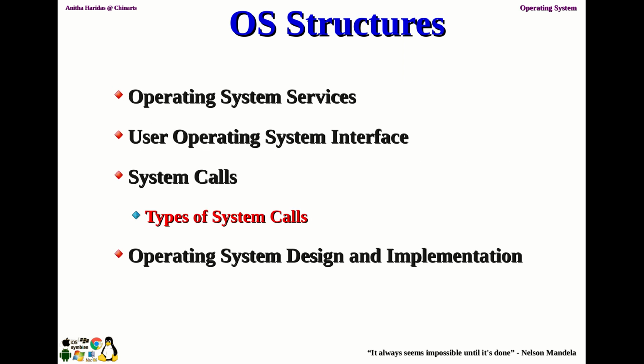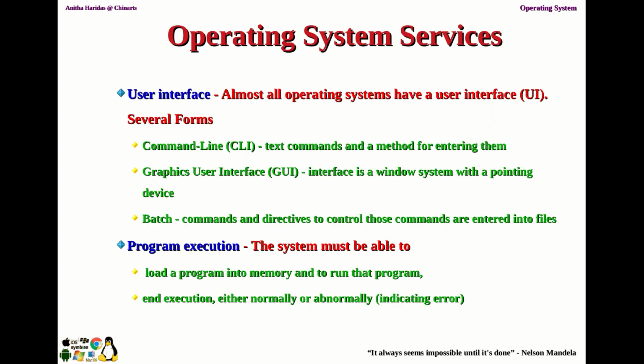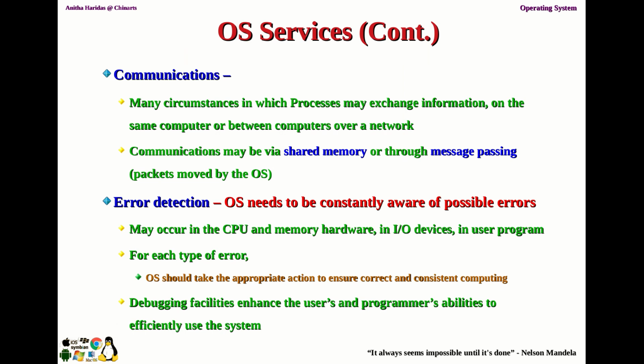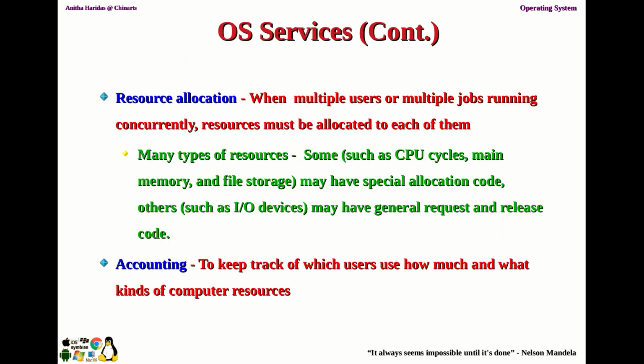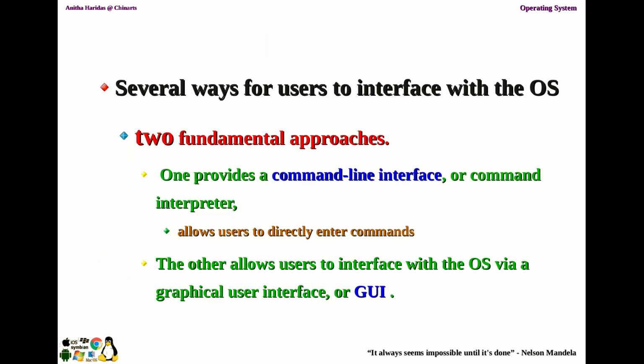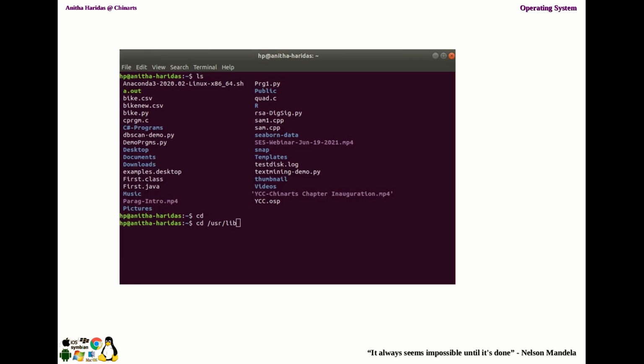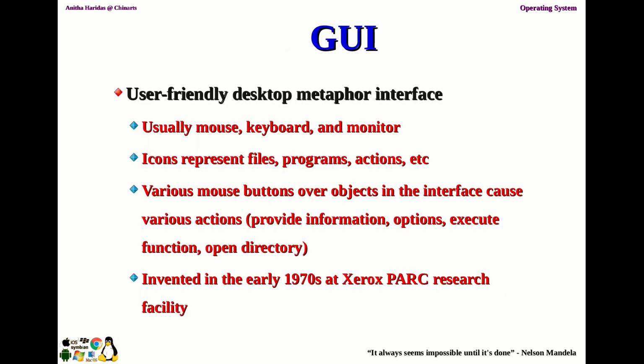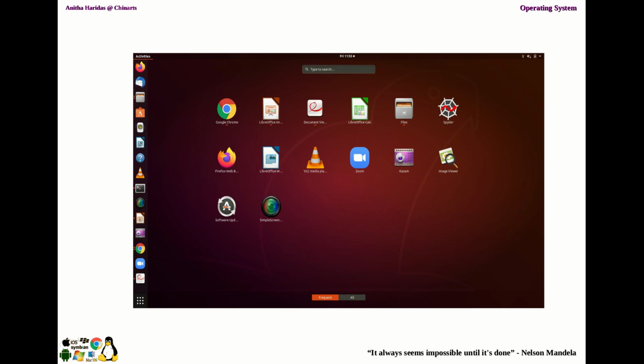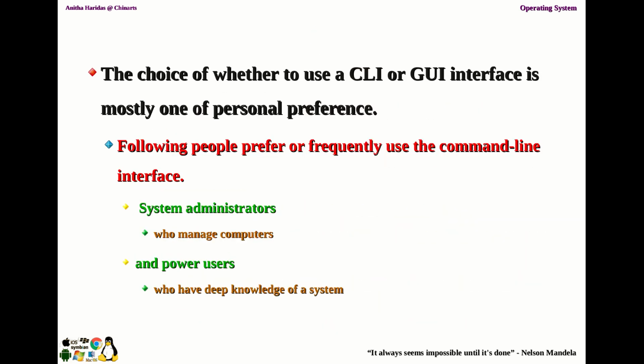We had seen what are the different operating services, system services available. Then we also talked about the two approaches for the interface, command line interface and the graphical user interface. We had seen what is a graphical user interface also.